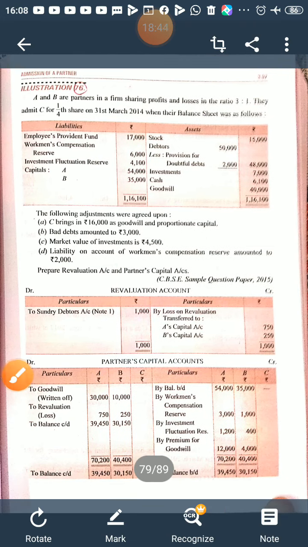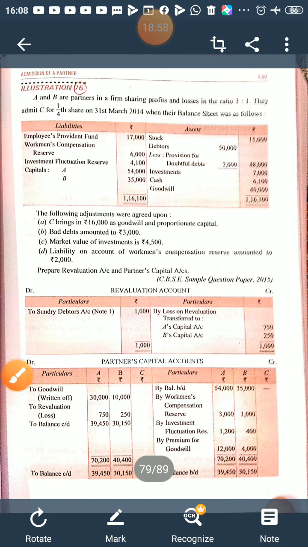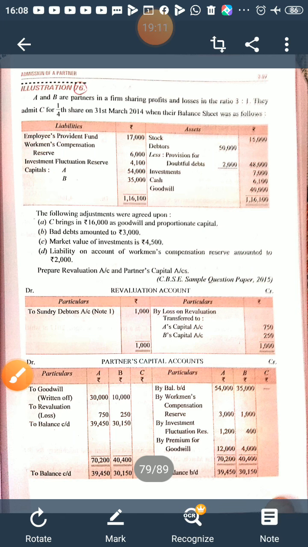Now next is investment. We have done cash, we are doing goodwill. Now existing goodwill should be written off among the partners in their old ratio. This is given 3:1, 40,000, and goodwill will not be shown in the new balance sheet because goodwill is written off.